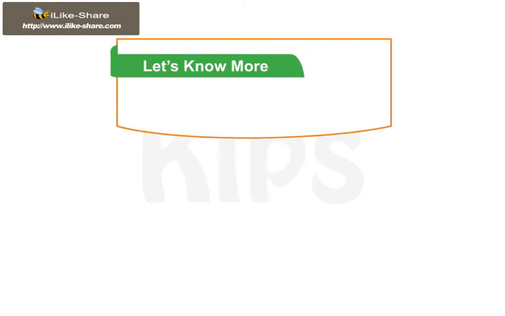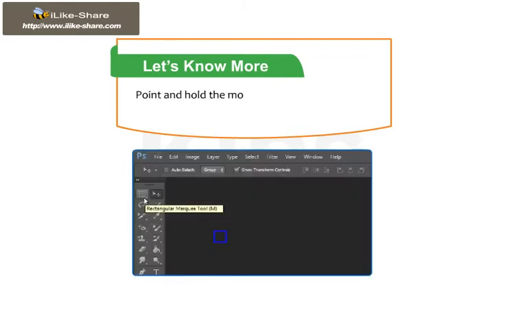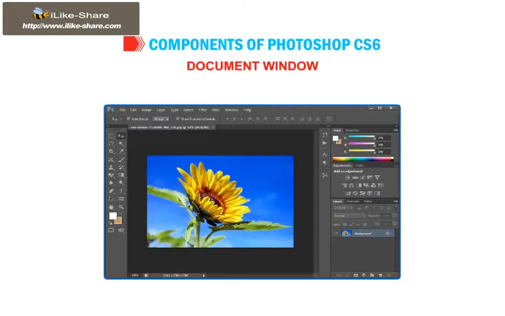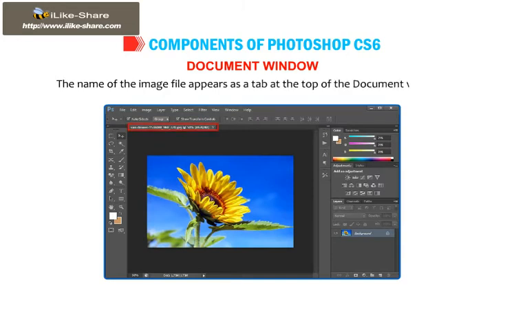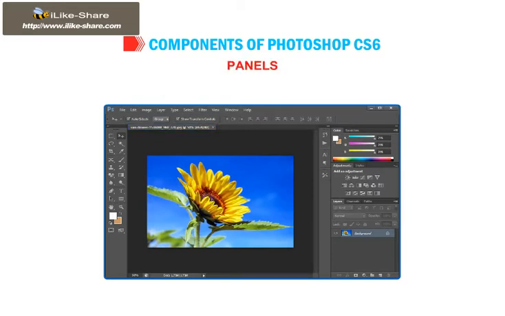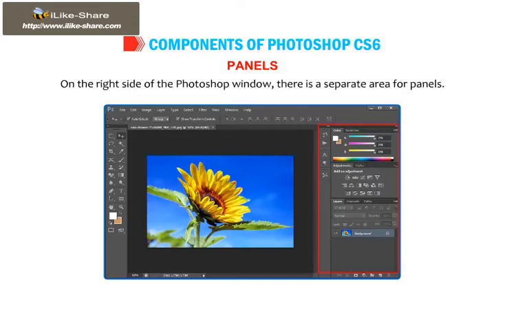Okay, let's know more. Point and hold the mouse pointer on any tool to know its name and keyboard shortcut. Document window. It is the area that displays the image file that you want to edit. The name of the image file appears as a tab at the top of the document window. Panels. On the right side of the Photoshop window, there is a separate area for panels.